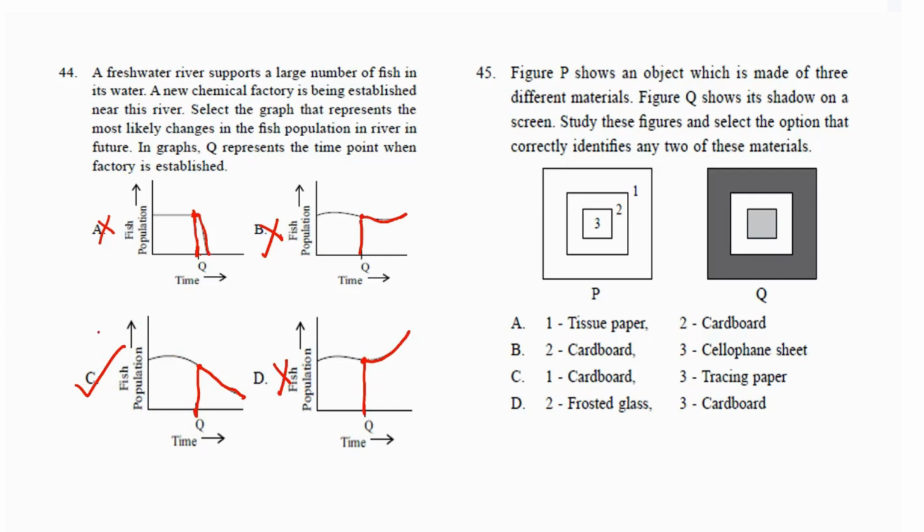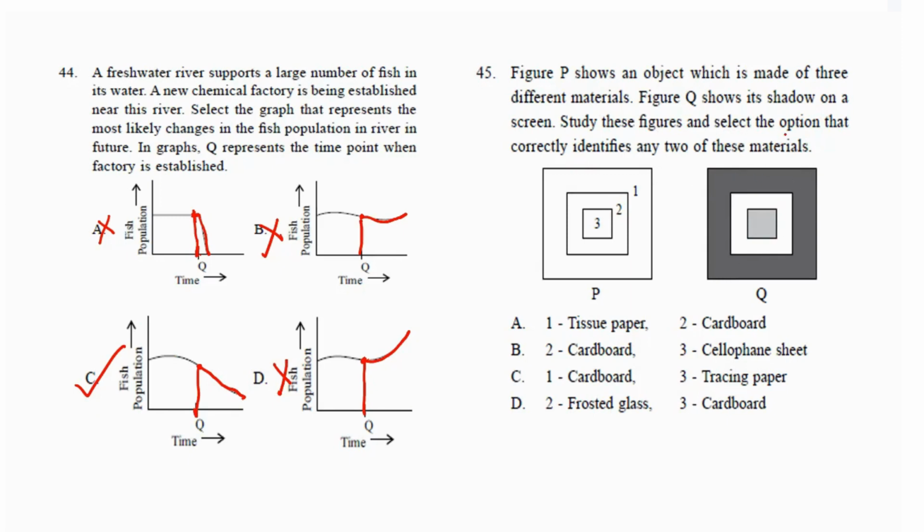Coming to question number 45. Question 45 says figure P shows an object which is made up of 3 different materials. So we can see these are the 3 squares. 1, 2, and 3 are the 3 materials, right? Figure Q represents its shadow on a screen. So this is the shadow that is formed by the Q, right?